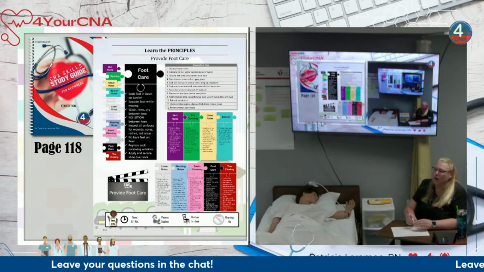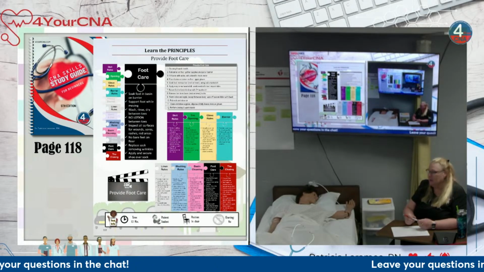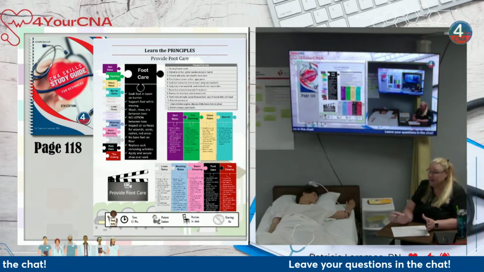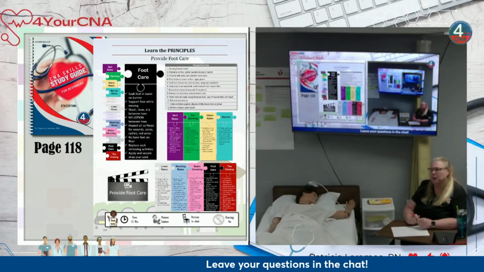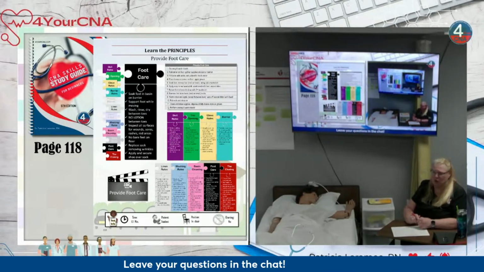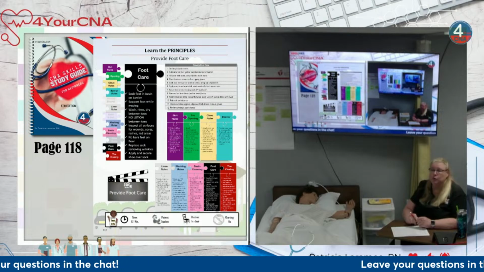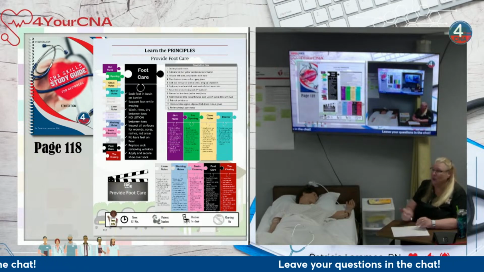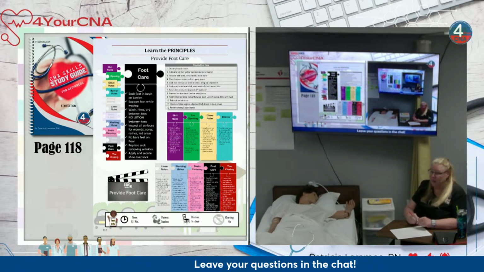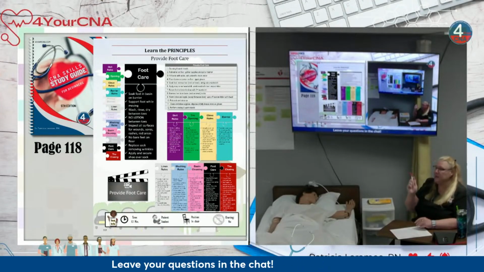That is one of my favorite skills. If I got that one on the test, I would be super happy. It's not a hard skill. It's not a long skill. The pillow behind the back will probably give you a little bit of problems when you first start doing it. So I would practice this on somebody at home. I have actually done this on my dog.